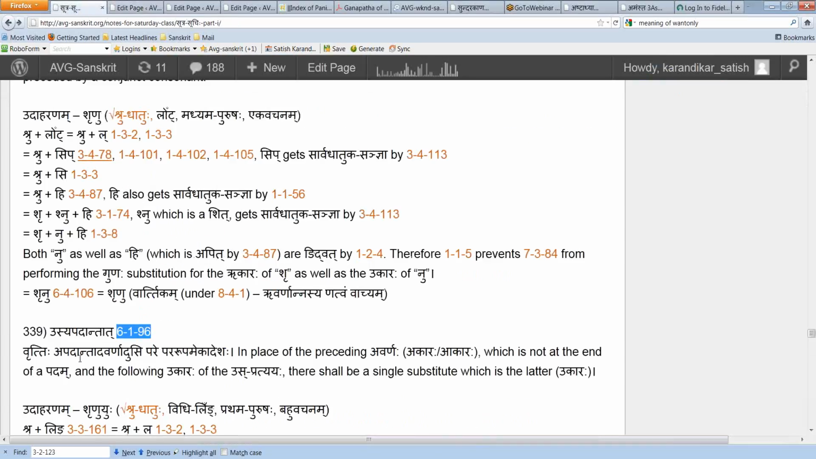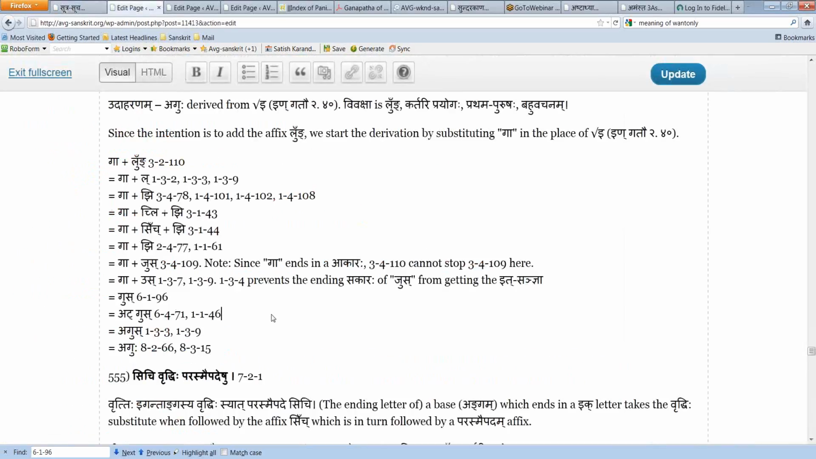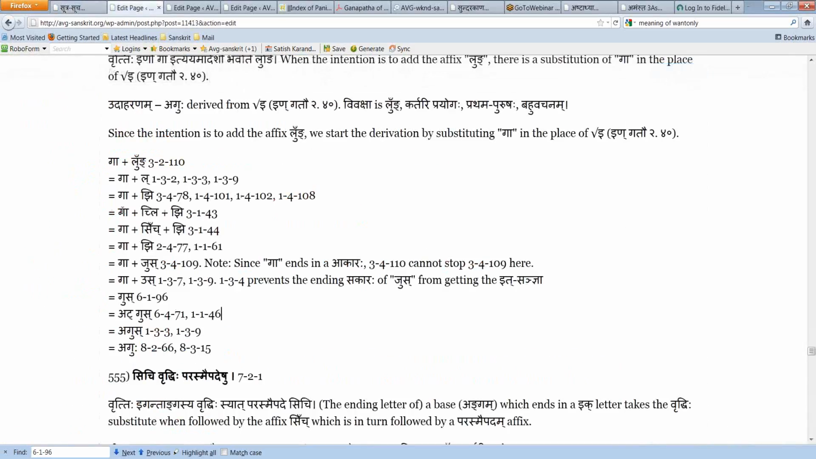So usya padanta, the thing we have in this document over here, this is in the adhikara of ekah pura parayoho. So it says that apadantad avarnad usi pare pararupam ekadeshasat. Okay, now that was where we stopped last time. Some of these steps were not correct last time. Last time we had the G replacing jus replacing G even before the sich came in there.